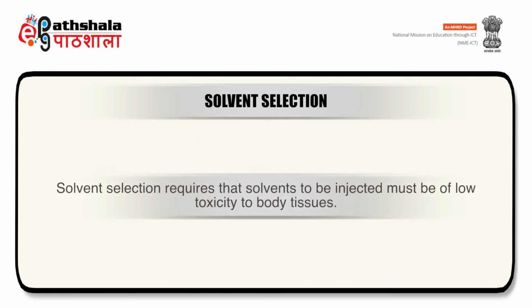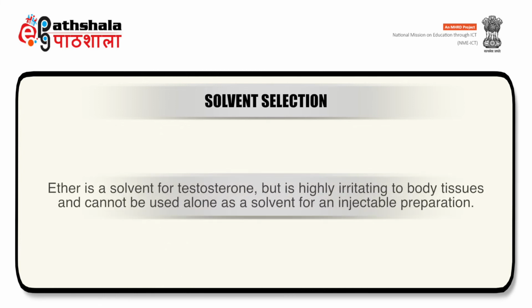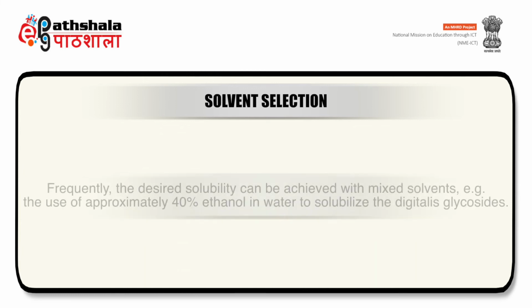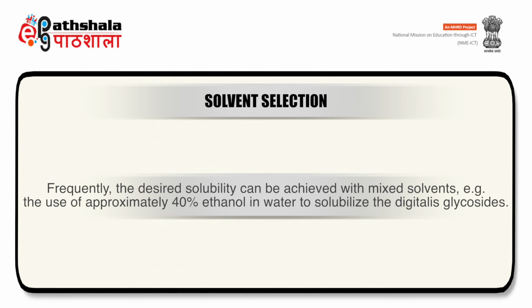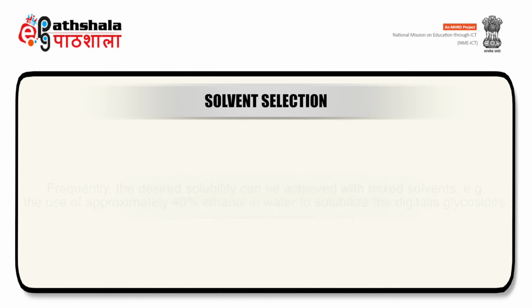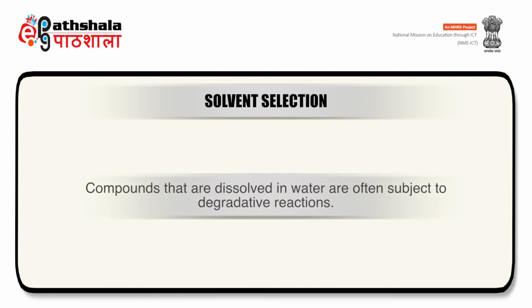Solvent selection requires that solvents to be injected must have low toxicity to body tissues. Ether is a solvent for testosterone but is highly irritating to body tissues and cannot be used as a solvent alone for an injectable preparation. Frequently, the desired solubility can be achieved with mixed solvents, for example, use of approximately 40% ethanol in water to solubilize digitalis glycosides. Compounds that are dissolved in water are often subject to degradative reactions.